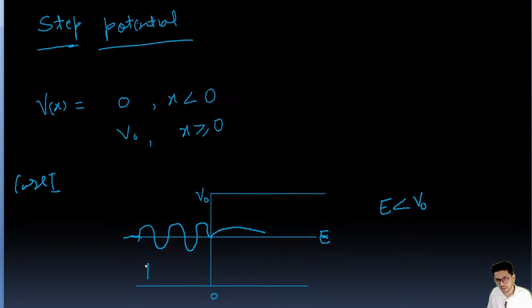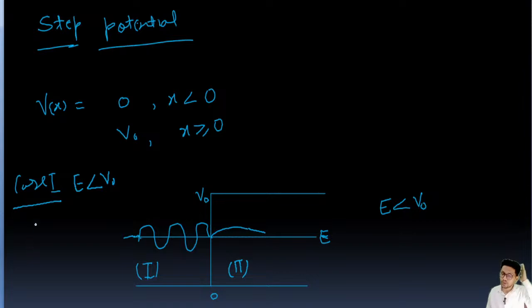This is called region first, and this is region second. This is case number one, where E is less than V naught. This is the energy and the wave is coming, and this potential V naught is greater than the energy.